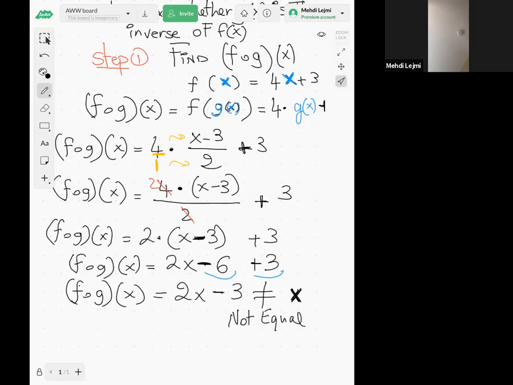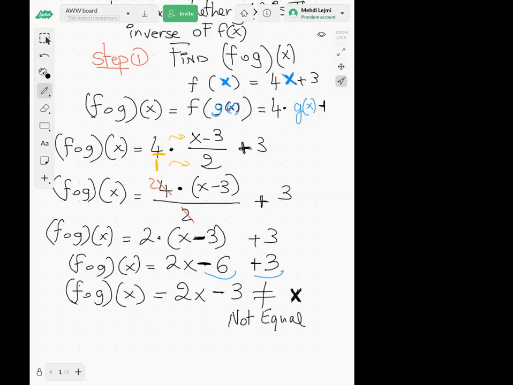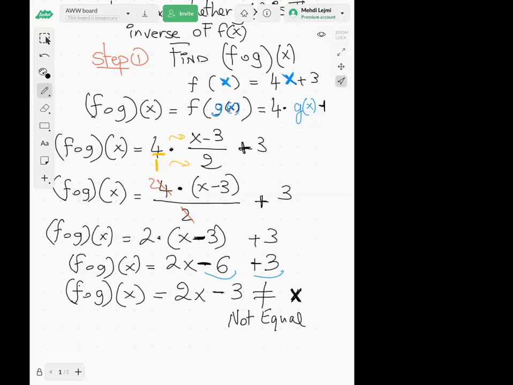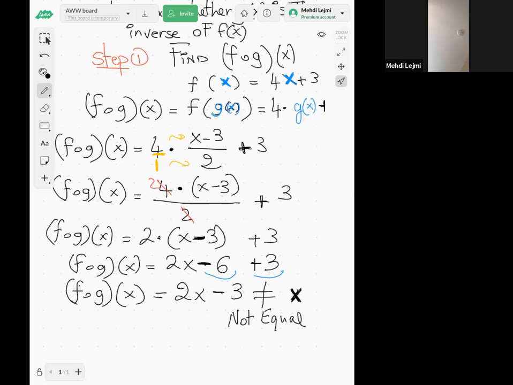Sir, when you mean x, do you mean x should stand alone? If you get like 3x and 3x, is it the same? You're supposed to get only x as a value. Yeah, just x by itself. If you find any number that's not x, you don't do the step 2. So here we are done because it's not equal to x. Then this g is not the inverse of f. That's a good point.